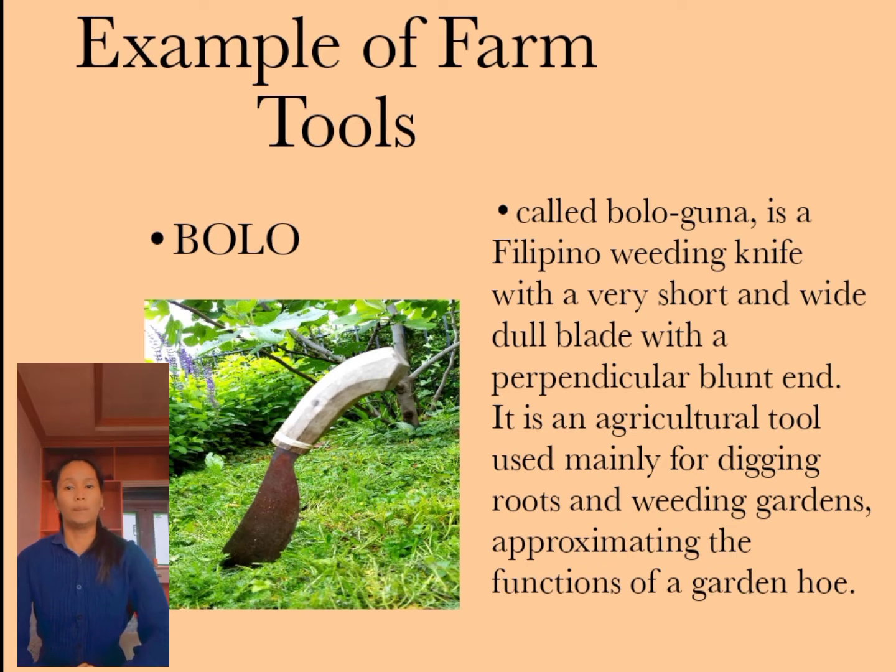First is bolo. Called bolo or guna, it is a Filipino weeding knife with a very short and wide dull blade with a perpendicular blunt end. It is an agricultural tool used mainly for digging roots and weeding gardens, approximating the functions of a garden hoe.